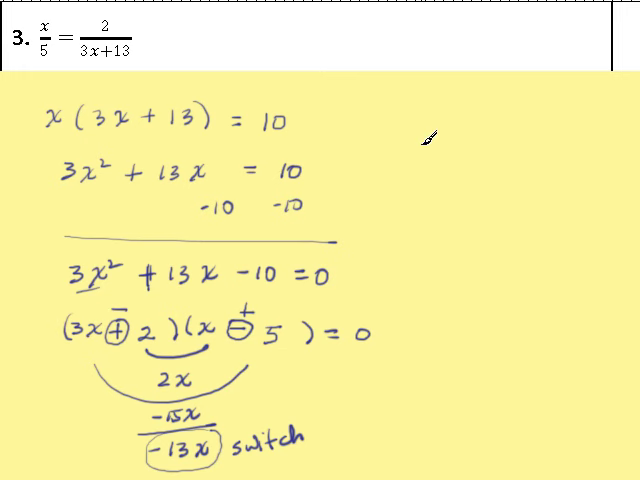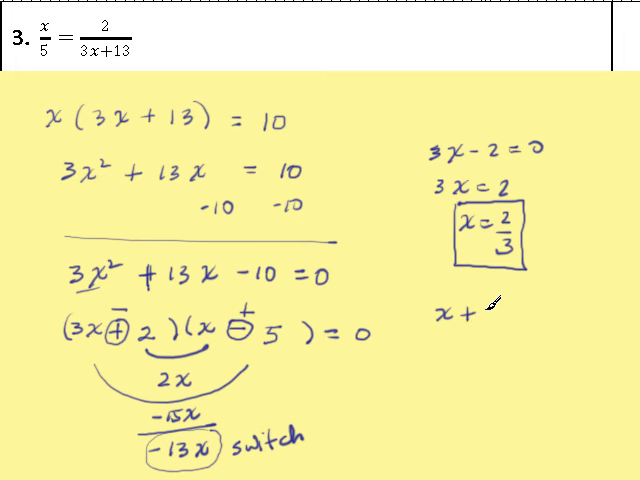All right, so let's now set each factor equal to 0. That's 3x minus 2 equals 0. 3x is equal to 2. x is equal to 2/3. That's one solution. And now here x plus 5 is equal to 0. And x is equal to minus 5. So that's our second solution.